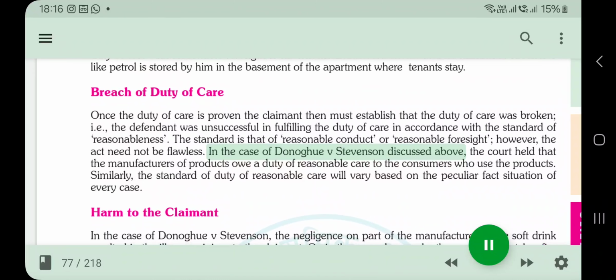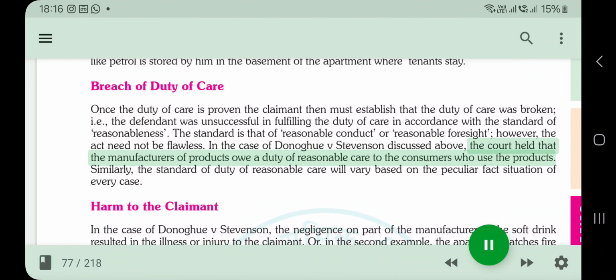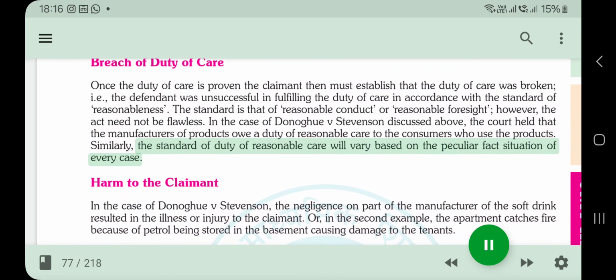In the case of Donoghue v. Stevenson discussed above, the court held that the manufacturers of products owe a duty of reasonable care to the consumers who use the products. Similarly, the standard of duty of reasonable care will vary based on the peculiar fact situation of every case.